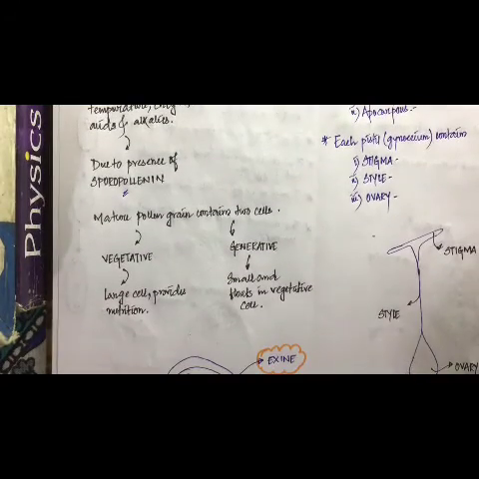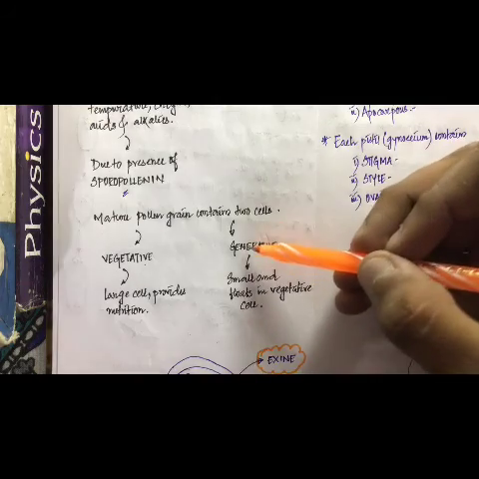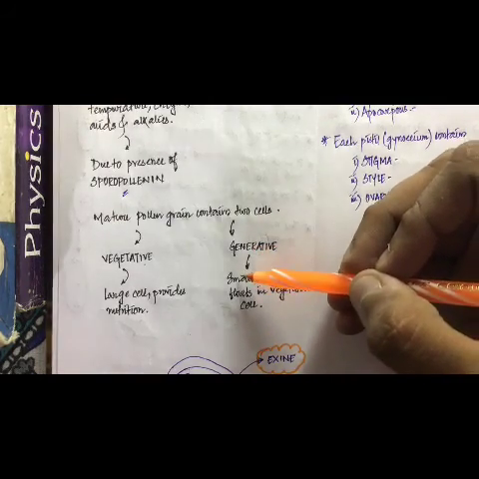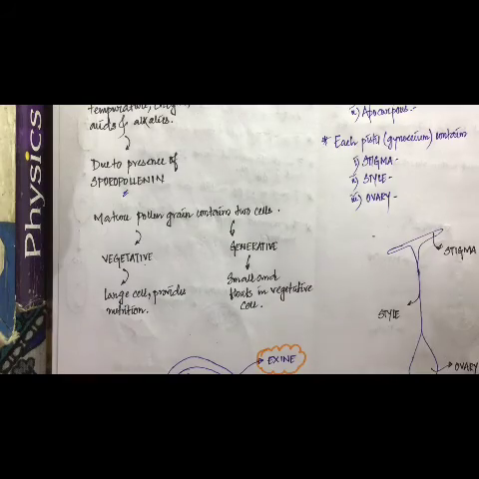Next thing you have to keep in mind is that a mature pollen grain contains two cells. Listen very carefully. One is a vegetative cell, which is a large cell and provides nutrition to the generative cell, which is a small cell and floats inside the vegetative cell. Basically, the generative cell is the one which is going to fuse. The nucleus present inside this generative cell is going to fuse with the female gamete, or the egg cell, that is present inside the ovule. So you have to keep this in mind.